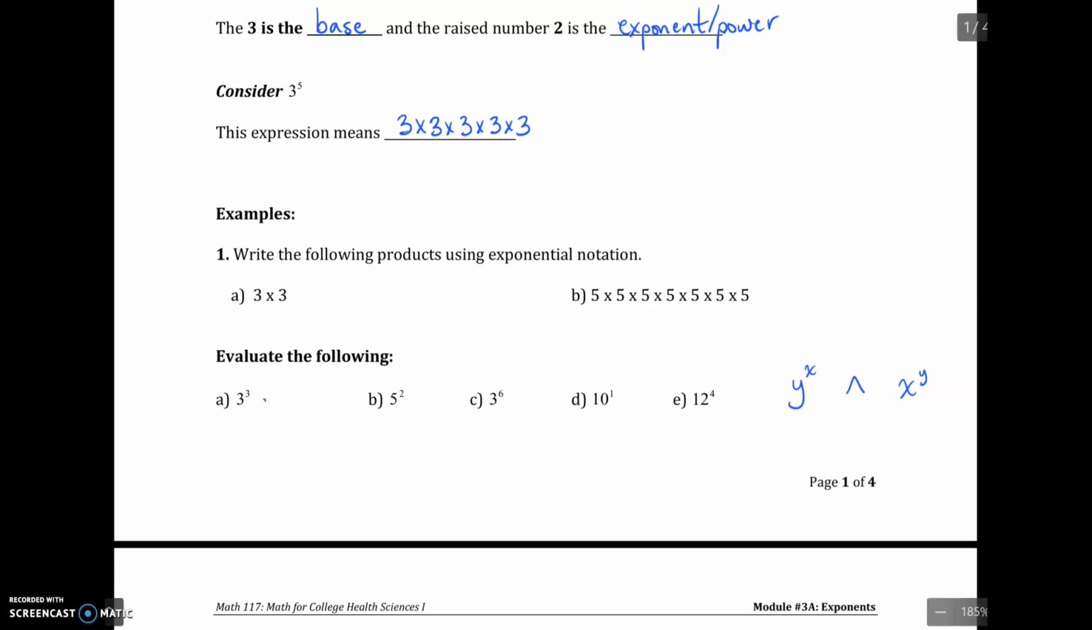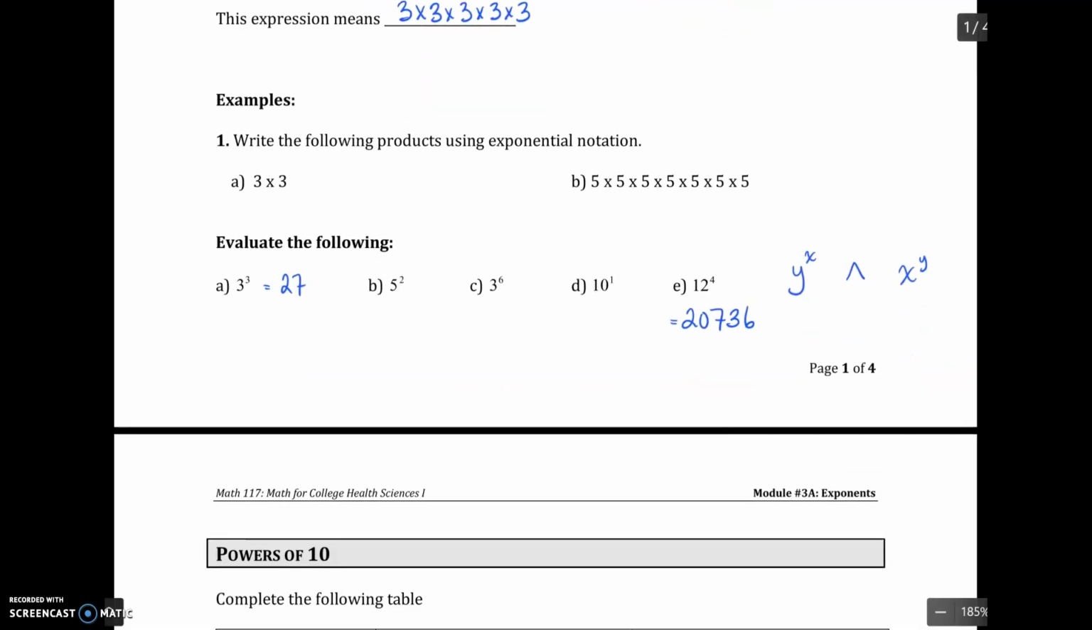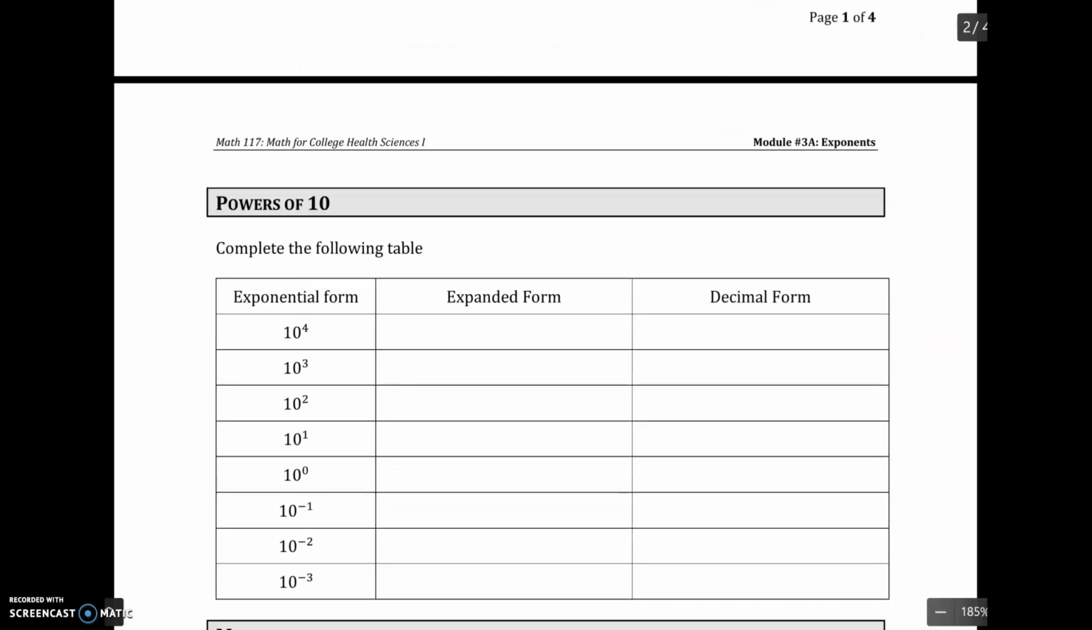But if we were to do, let's say A, you should get 27. And let's do question E. So 12 to the 4 in your calculator should give you 20,736. So fill in those other ones in the middle as well, please.